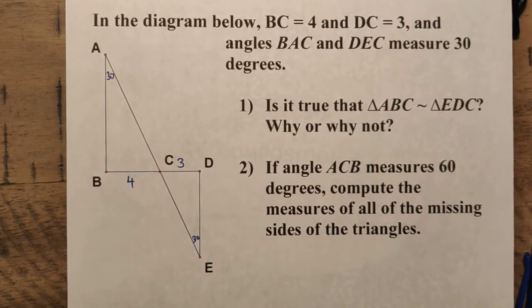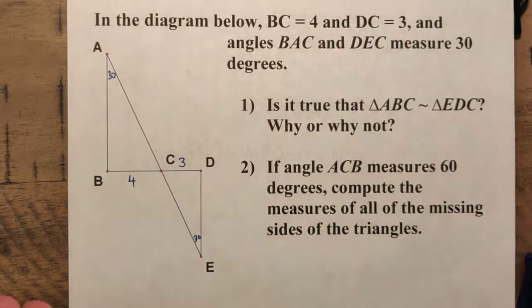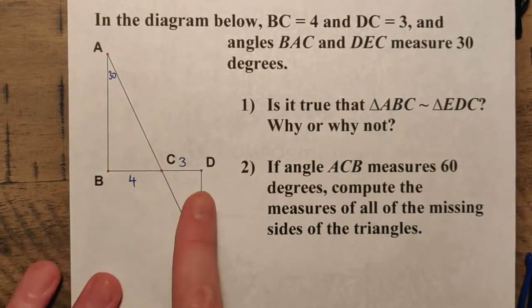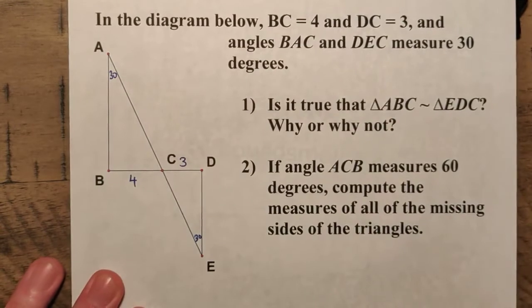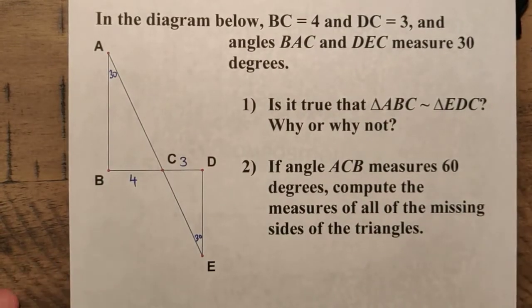We're going to start things off by considering something like this here. So I've got my diagram like this, and here's 4, this is 3, and we've got two 30-degree angles here. So the first thing to ask ourselves is, do we have similar triangles?